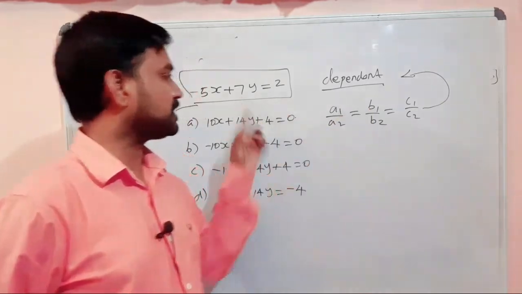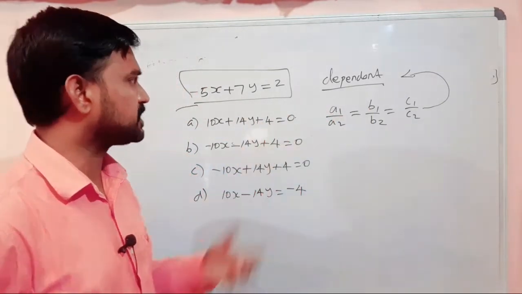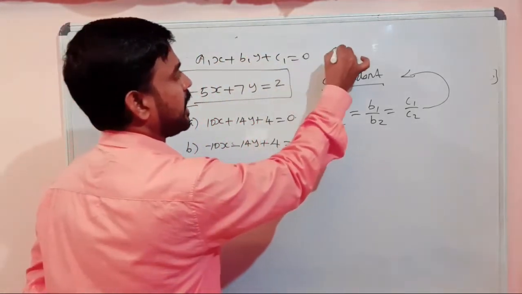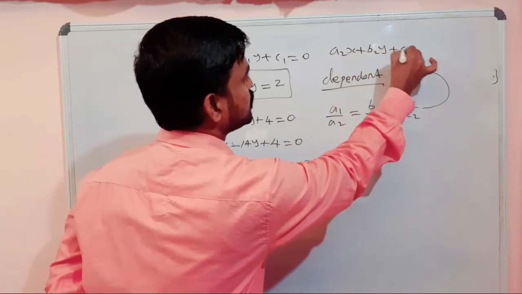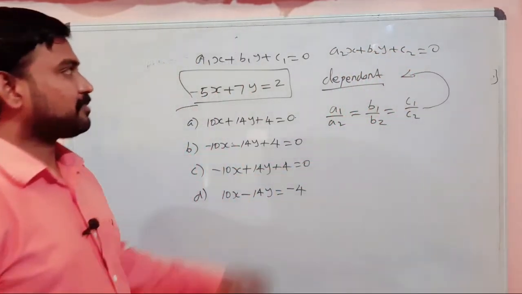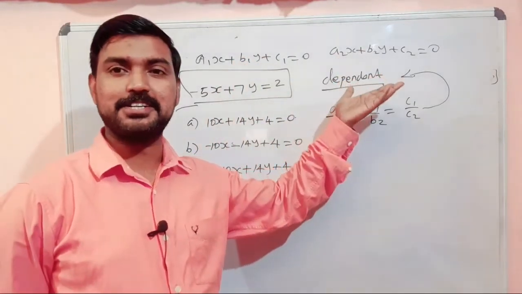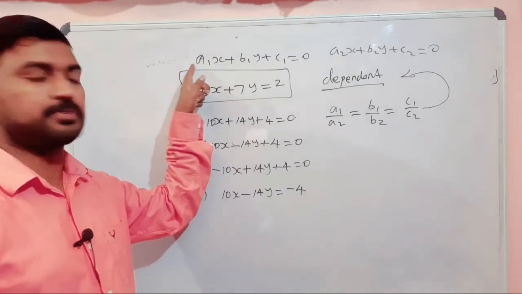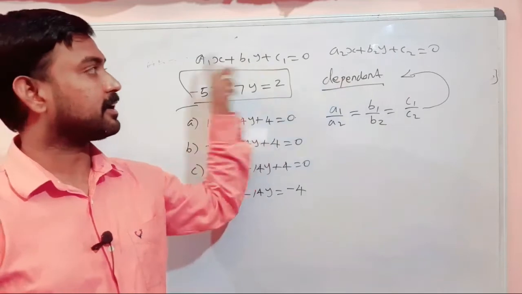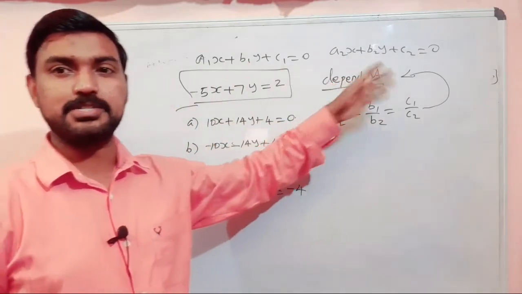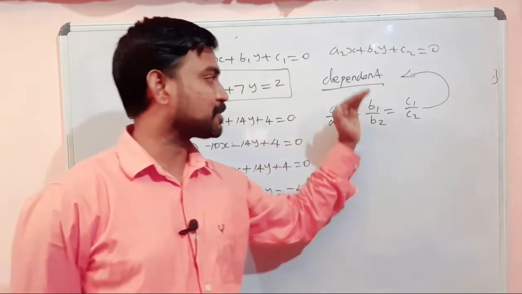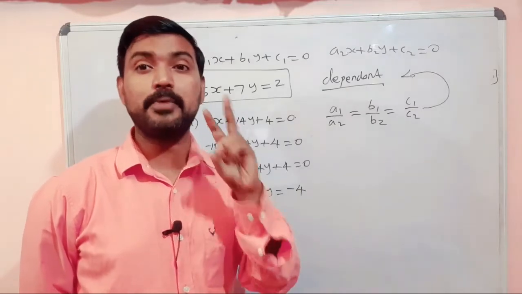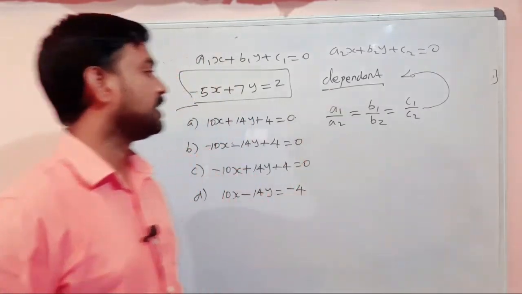When two linear equations are dependent, what are the coefficients? Here you know the general equation a1x plus b1y plus c1 is equal to 0 and a2x plus b2y plus c2 is equal to 0. This is the standard form of a pair of linear equations in two variables. So my dear students, the coefficient of the variable x in the first equation is a1, in the second equation a2. Their ratio is known as a1 by a2. Similarly, b1 by b2, and c1 by c2 are the constants. So their ratios will be equal when the lines are dependent. Just keep it in your mind, note it: two linear equations are dependent means their ratios will be equal.